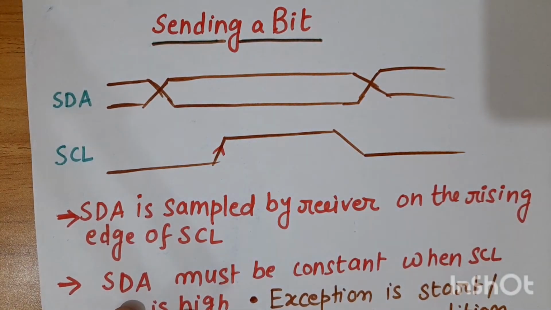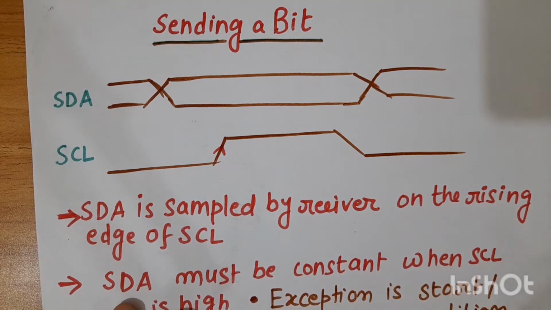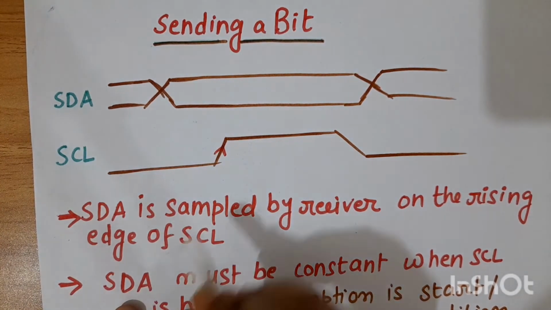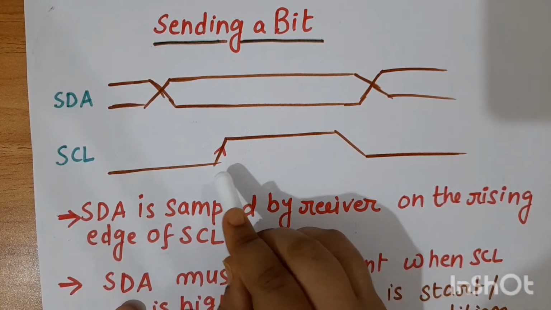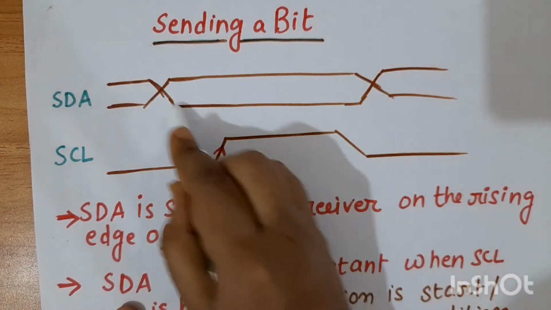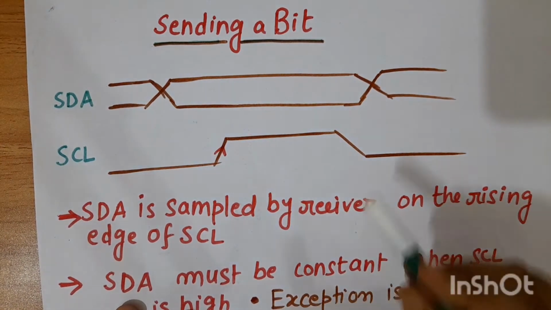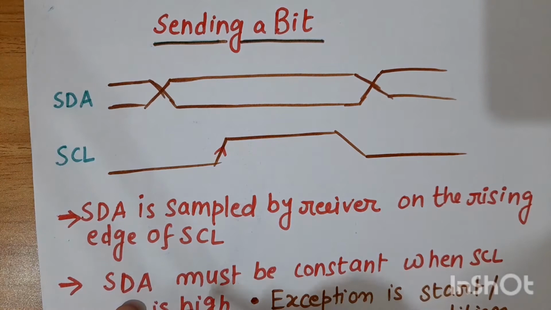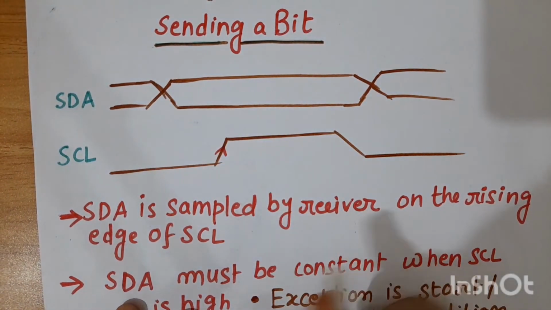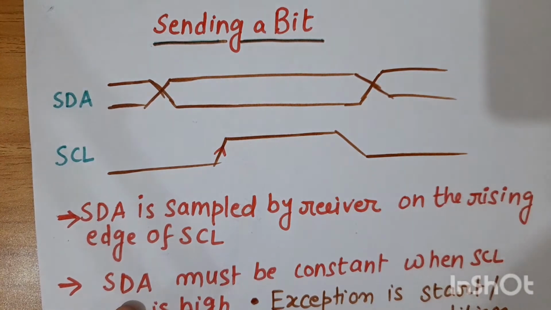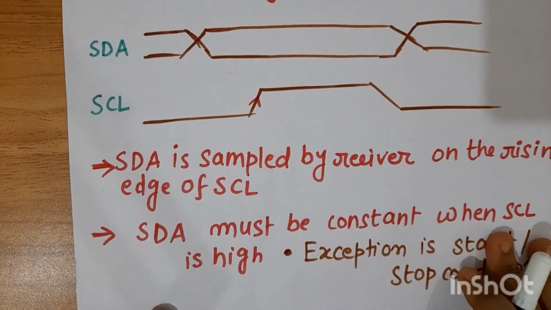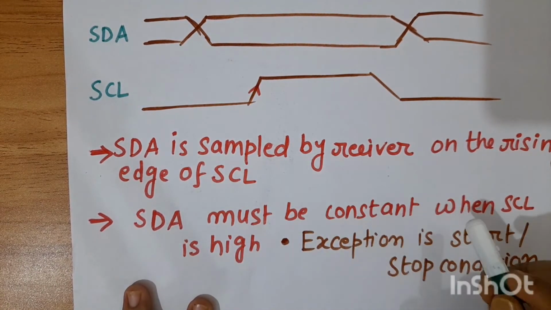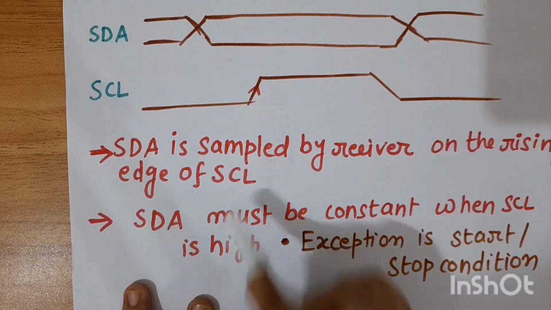Sending a bit, be it the address bit or the data bit. Here is the SDA line and here is the SCL line. You see the SCL line is making the transition from 0 to 1 here, and at this time the SDA line is in a stable state. Whatever is available at the SDA line will get sampled when the SCL line makes the transition from 0 to 1. So SDA is sampled by the receiver, that is, the slave, on the rising edge of the SCL.